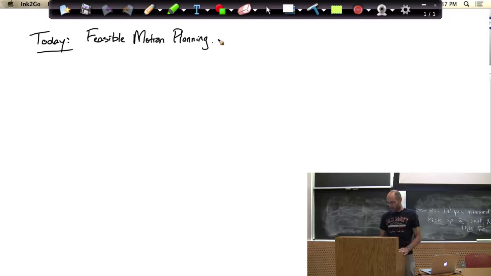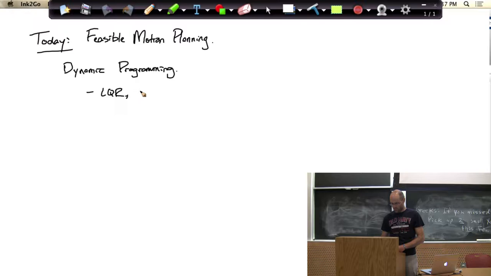Certainly, dynamic programming is an approach to motion planning, where we gave a few analytical solutions like LQR in special cases and the minimum time in special cases. One case. And then we talked about numerical algorithms based on graph search, right?